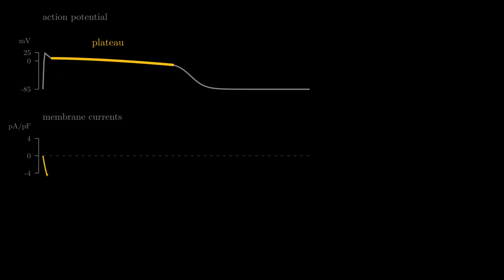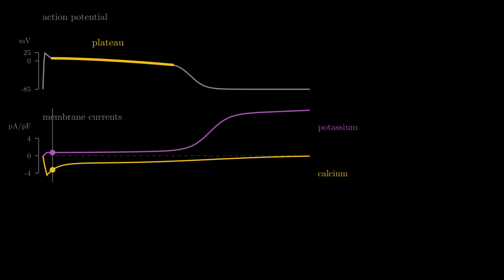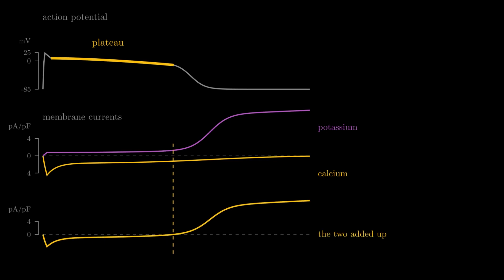And here is the part that matters. Throughout the plateau, the inward calcium and the outward potassium currents almost cancel. The beat only ends when that balance tips outward. So the question is, what tips it?